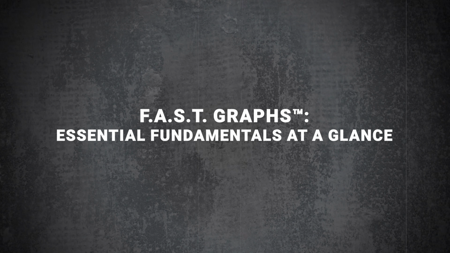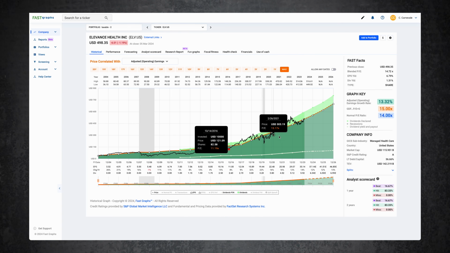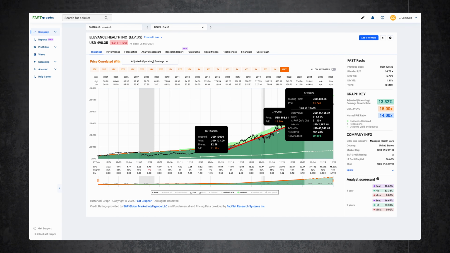FastGraphs provides essential fundamentals at a glance. This research tool was developed to make it easier for prospective investors to ascertain the fundamental value of a business that they were interested in investing in. FastGraphs draw a picture that displays essential fundamentals at a glance, but they are not meant to be the final word in the due diligence process, rather the starting point. However, they are designed to provide an insightful perspective of just how well a company has historically been managed, to include how the market has generally evaluated the company's operating performance.